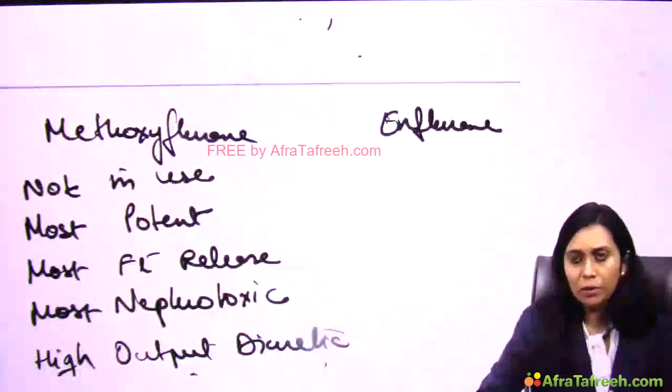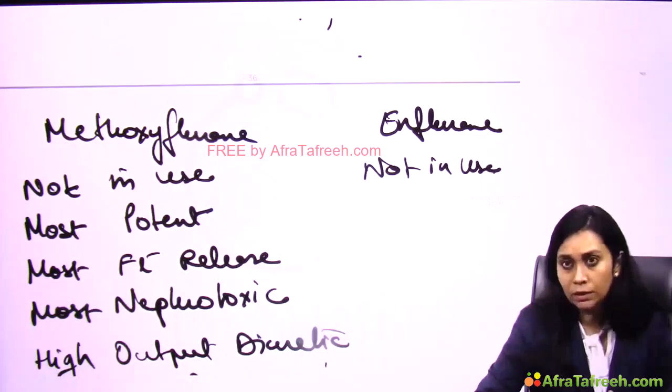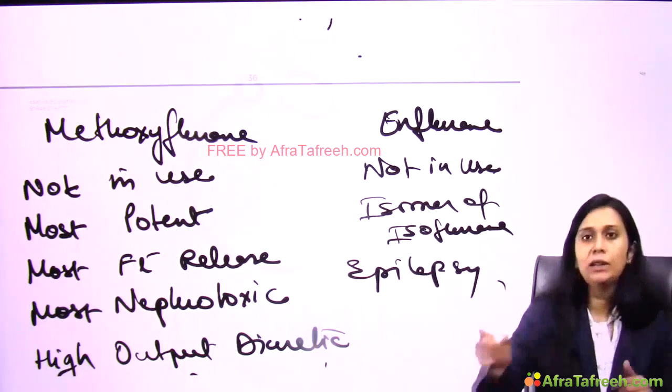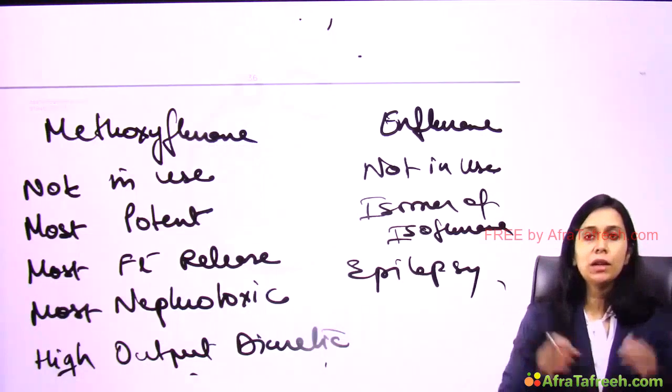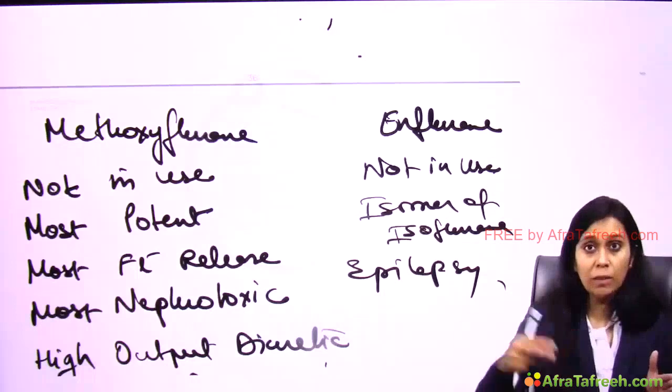And enflurane, not in use, of course. Then isomer of isoflurane. E for enflurane, E for epilepsy. Guys, I don't want to add any other point. 3 points we have already discussed. They don't ask any question apart from these 3 points. Got it? So this is all about our newer potent agents, in clinical practice and not in clinical practice.